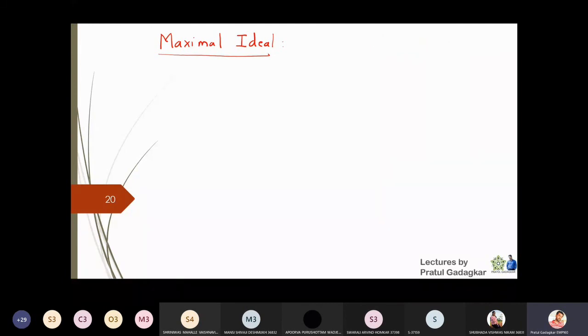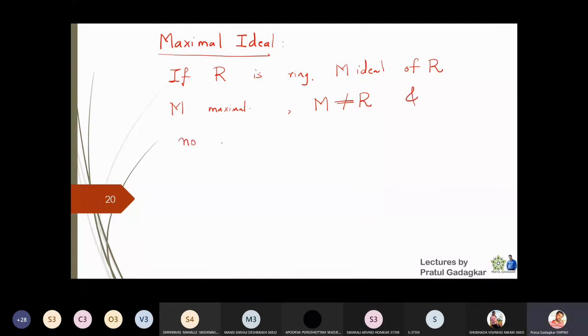So what is a maximal ideal? Okay, if R is a ring and M is an ideal of R, then I will say that M is maximal if, first of all, M should not be equal to R. M should be different from R. And no proper ideal should contain M. What is the meaning of this?